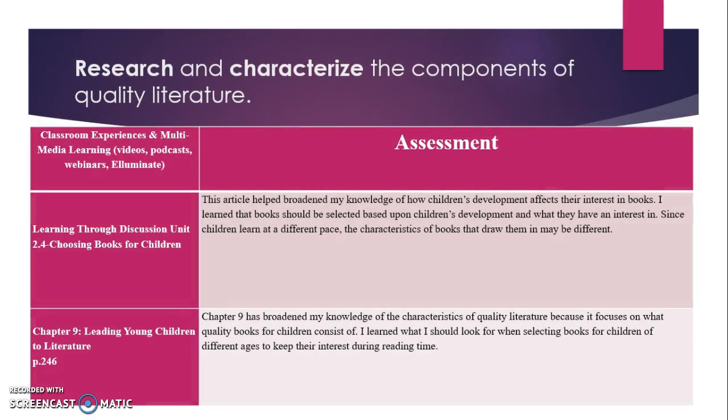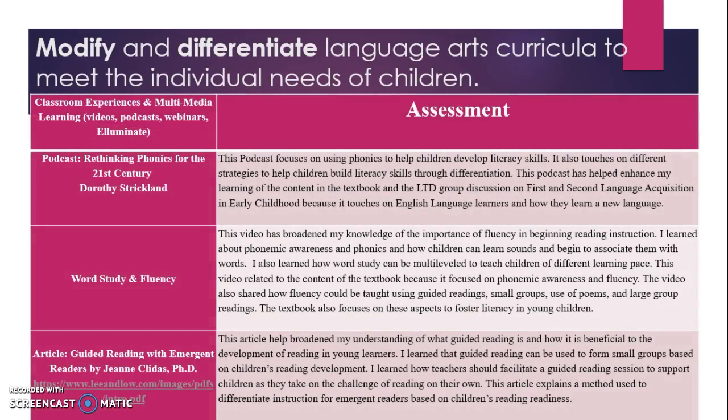Also, for the student learning outcome, I have Learning Through Discussion, Unit 2.4, Choosing Books for Children. This article also helps to broaden my knowledge of how children's development affects their interest in books. And then I have Leading Young Children to Literature, which is Chapter 9. This chapter has broadened my knowledge of the characteristics of quality literature because it focuses on what quality books for children consist of. So I really did get an understanding of quality literature and what it means for literature to be of good quality.